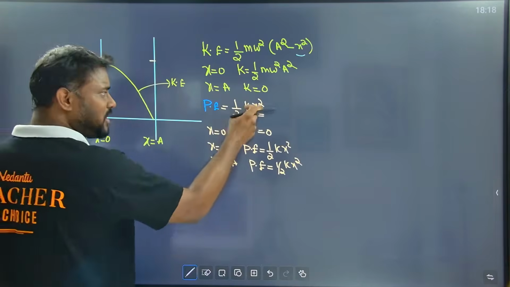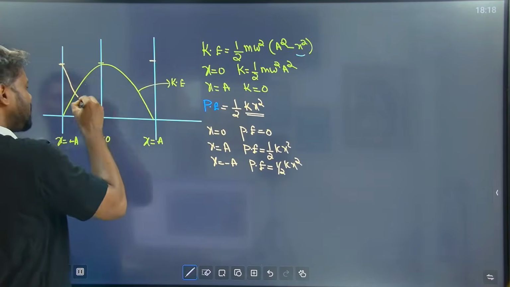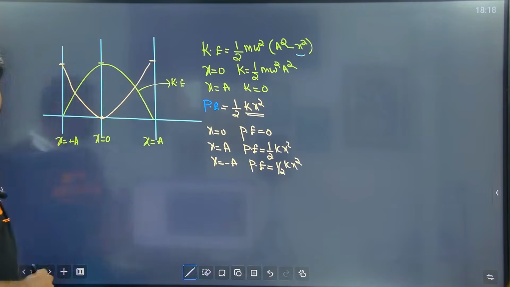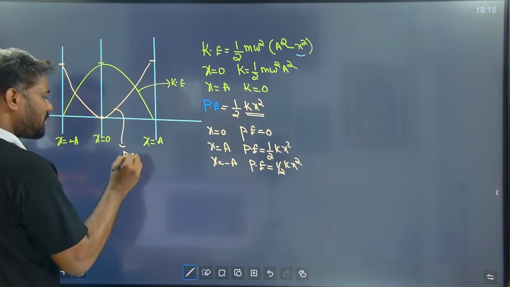Because it is a square function, it is also a parabolic function. இது பாசிட்டிவா இருக்கனால என்னவா இருக்கும்? So the parabola is upward. Yes, getting my point? This is a very important thing. இத நான் என்ன சொல்லலாம்? This is the potential energy, நம்ம represent பண்ணலாம்.